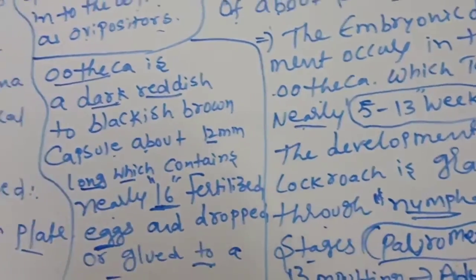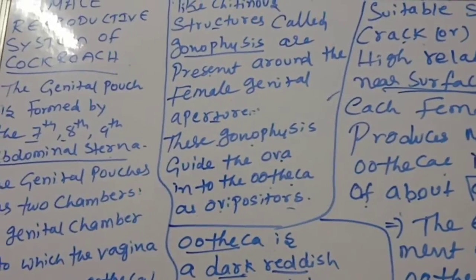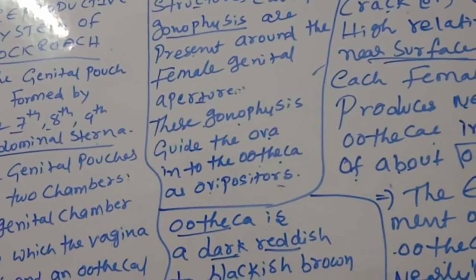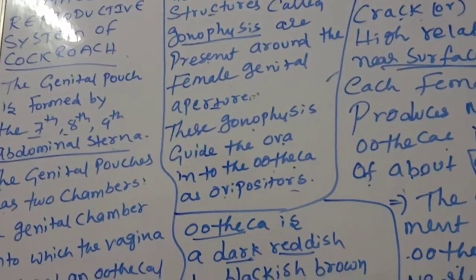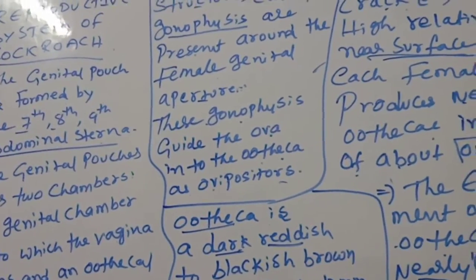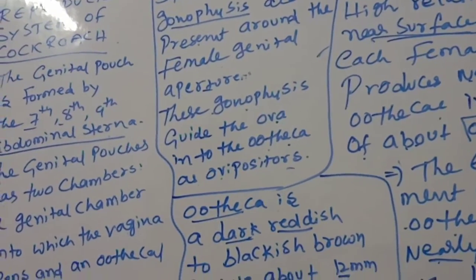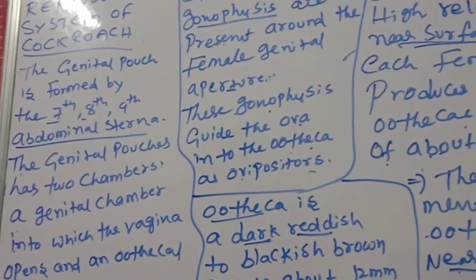Okay, this is about the female reproductive system of the cockroach. Next class we will discuss some other characters of the cockroaches, especially reproduction related, and we will start frog in the next class.